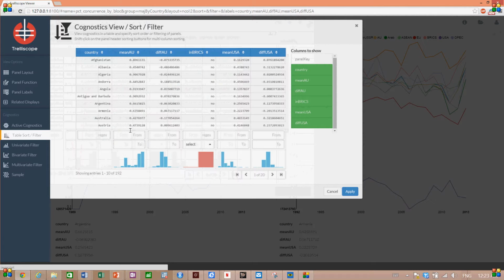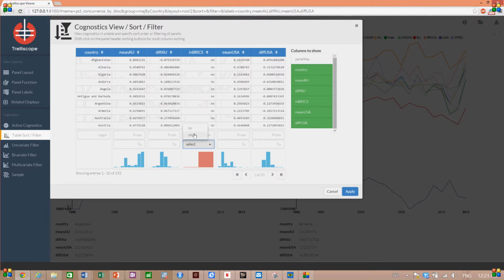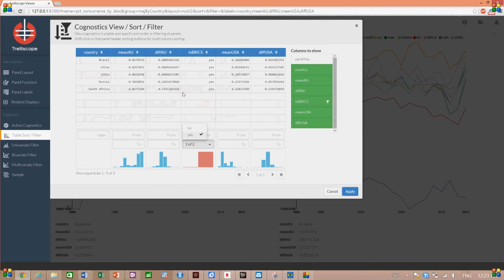Then we can go into this table sort and filter option, which allows us to look at the actual numbers that our cognostics have produced. So we can look exclusively at BRICS countries, and we can examine which countries vote the highest or vote most often with the African Union in the time period that we're looking at. So South Africa between 1989 and 2013 has voted 86.75% of the time with the African Union.